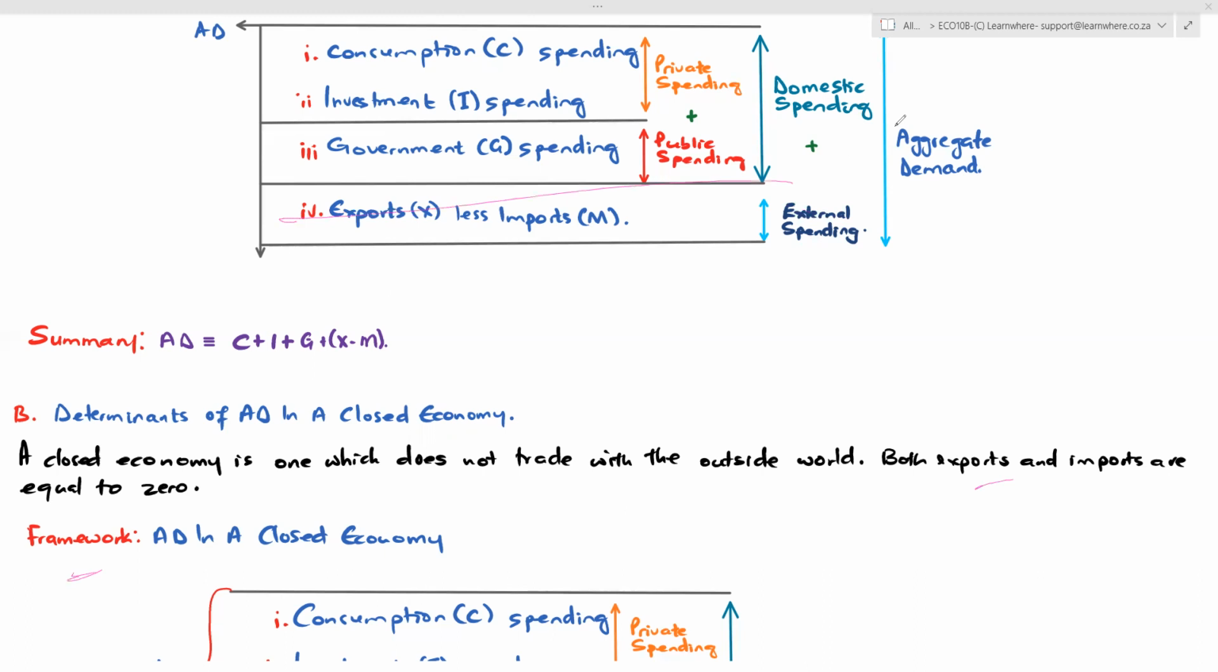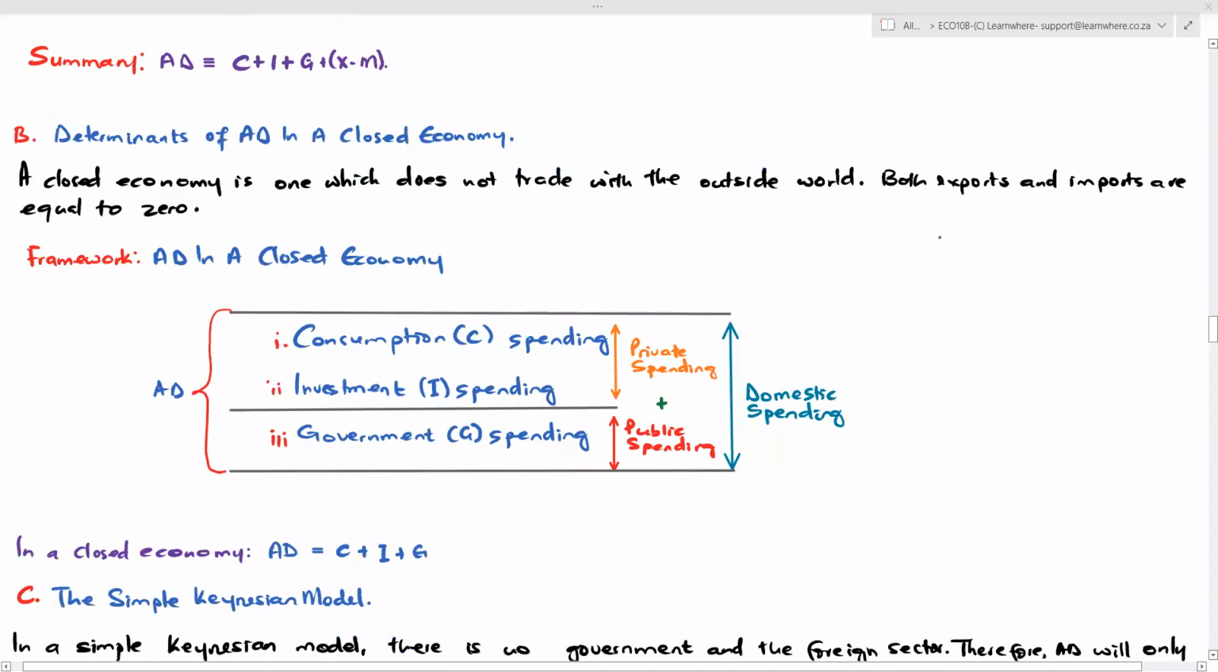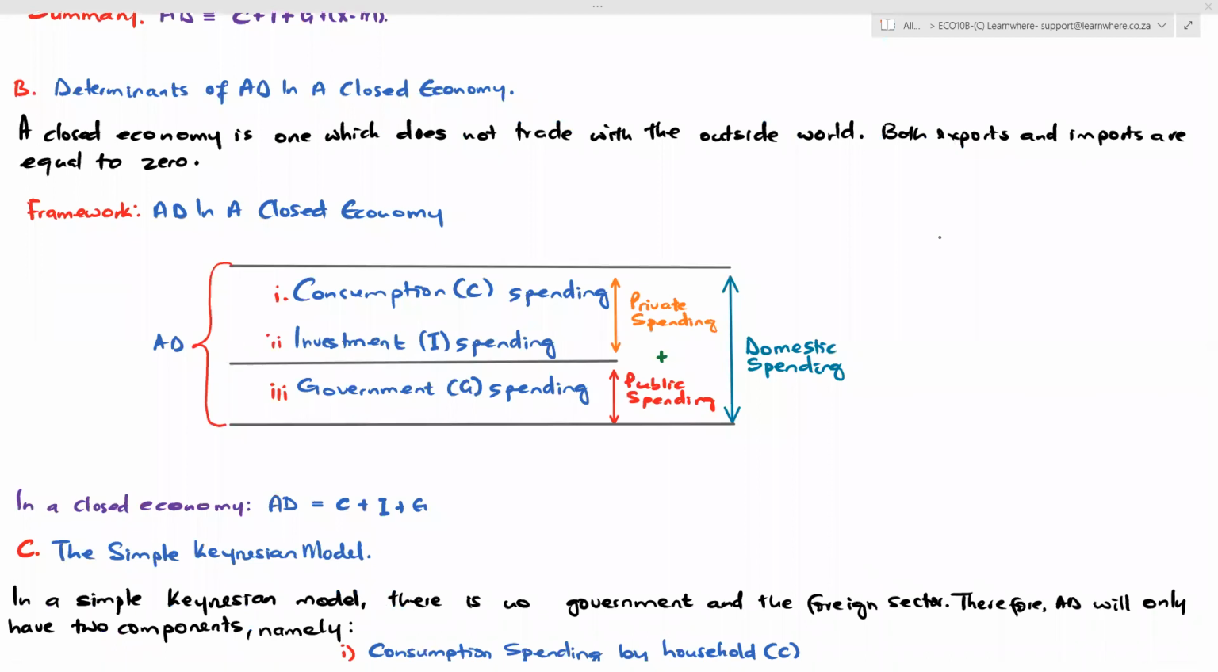We don't have this component in a closed economy. You really need to understand what a closed economy is, because they do like asking about it. What is a closed economy? Sometimes they say in a closed economy, exports are equal to what? You just need to know that exports are equal to zero because the country does not have any economic relationship with the outside world.